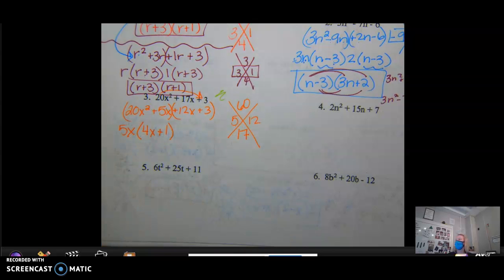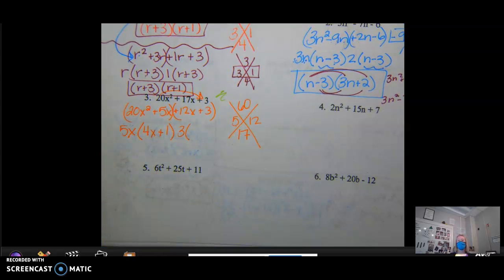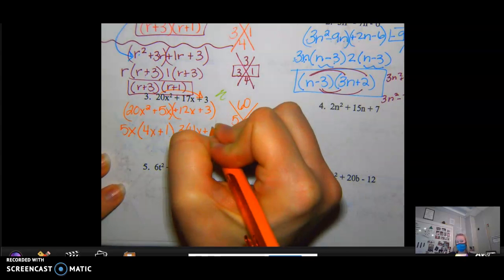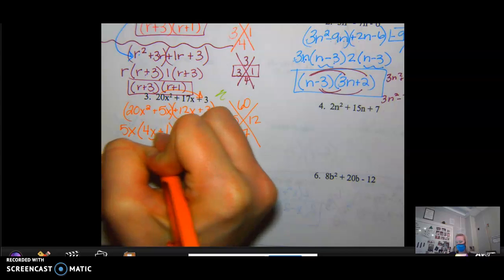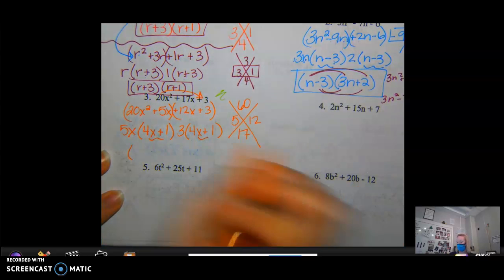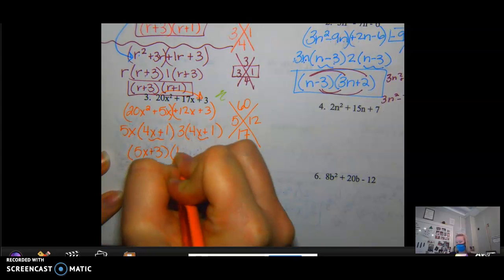12x plus 3. What's the biggest thing that goes into 12x and 3? 3. Awesome. How many times does 3 go into 12? We have 4x and 3 goes into 3 how many times? Once. Quick check. That's the same. What is one of my answers? 5x plus 3. And what's my second answer?